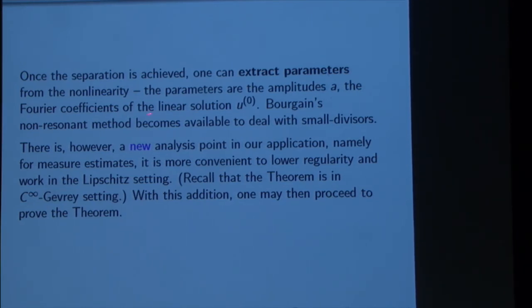So I'm almost done. Once the separation is achieved, you can extract parameters, right? You have cut down the degeneracy, actually. And then Bourgain's non-resonant method becomes available to deal with small divisors. This is what I mean. The details, of course, you have to work on. There is, however, a new analysis point in our application of Bourgain's method, namely for measure estimates.